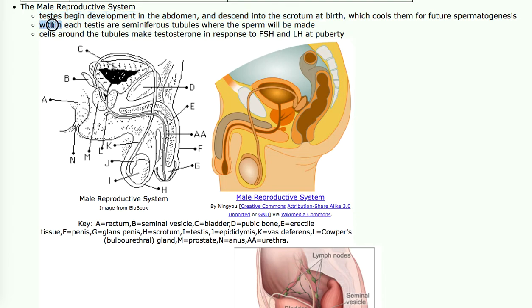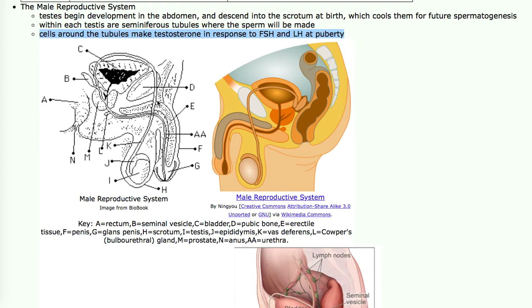Within each testis, there are massive tubes called seminiferous tubules. Those are the places where the sperm actually get made. The cells around the tubules make testosterone, which causes secondary male characteristics. So down here at I is where you find the seminiferous tubules. I is the testis. J is the epididymis, where sperm are stored over time.